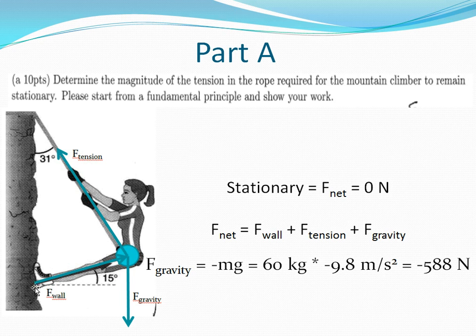And we have the force of the wall, which points away from the wall with an angle of 15 degrees from the horizontal. And we also have the tension force in the rope, which points away from the climber and upward. And I went ahead and solved for the force of gravity here, which amounted to be negative 588 newtons.